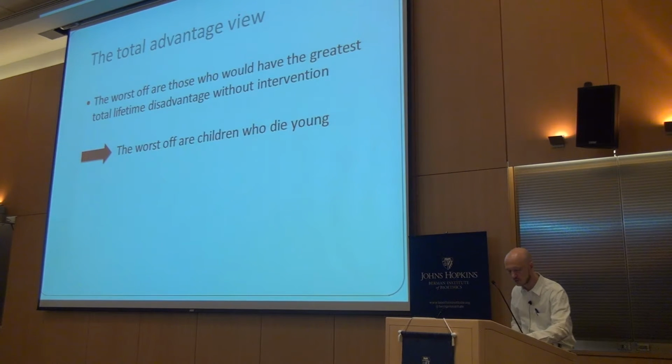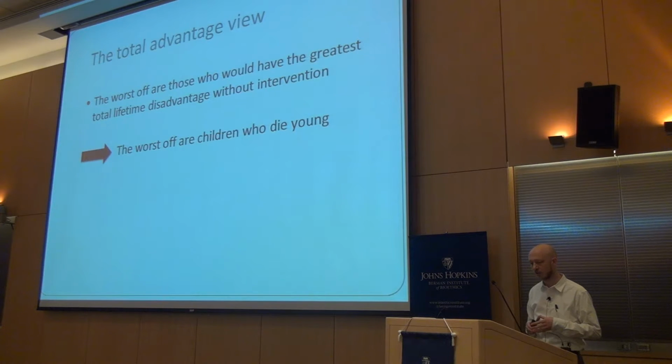Okay, so I've argued that in the face of having to make hard decisions about how to spend scarce money on global health, policymakers should be prioritarians. They should give priority to the worst off. I've argued for a specific conception of what it means to be badly off, what we call the total advantage view.